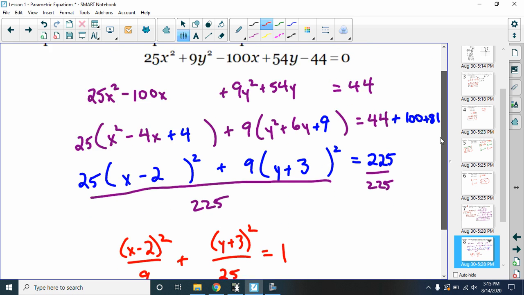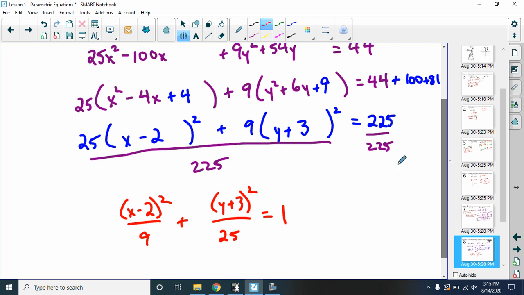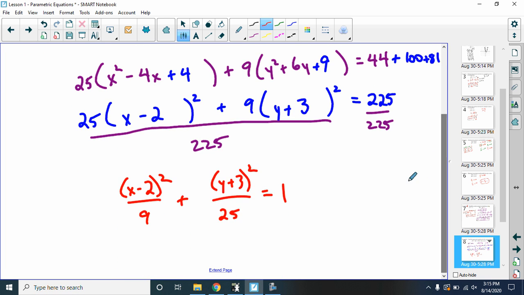So we have changed this ellipse from its big, long, standard form. We've changed it to center form. It's an ellipse. Its center is at 2, -3. We're going to go left and right 3 units to get the covertices, and up and down 5 units to get the vertices if you had to graph it. Problem is, that's not what it asked for. It wants us to find the parametric equations.